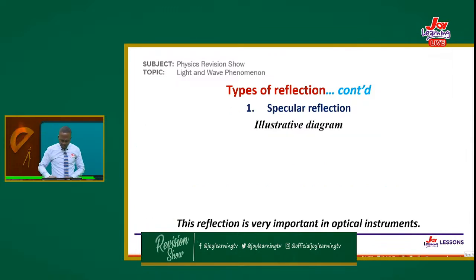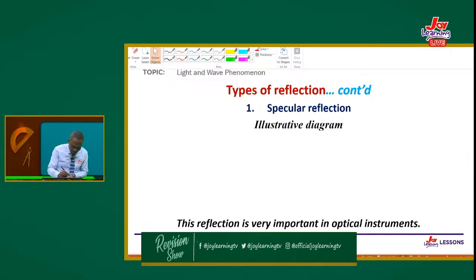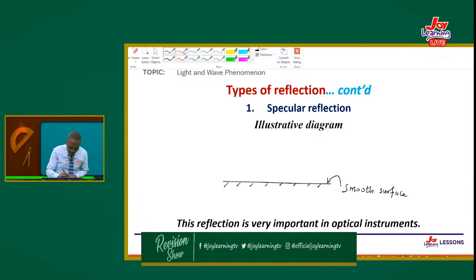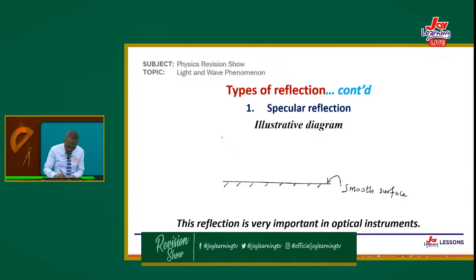So let me get a surface which will be my smooth surface. Then let me say this is the back of the surface, okay? So this is a smooth surface. So I'm going to draw some rays of light that are incident on this surface. So I could have this, that, and that.